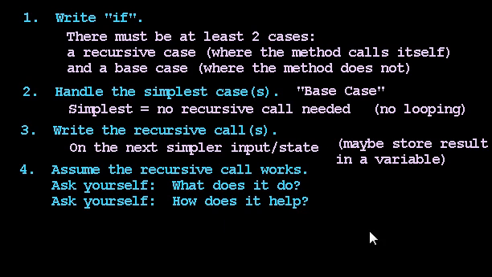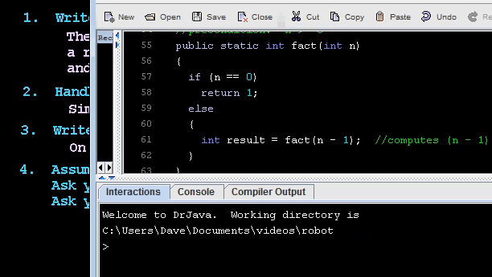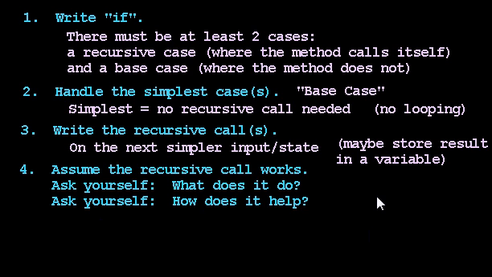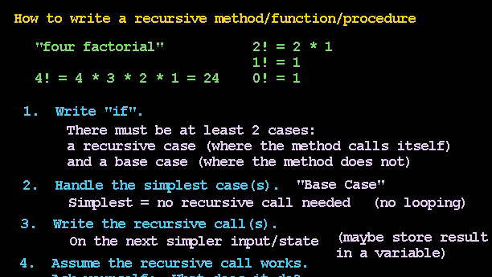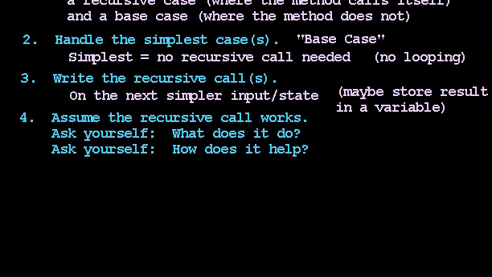So how does it help me? How does knowing n minus 1 factorial help me find n factorial? Well, for that, we need to know a lot about the specific problem I'm solving. So let's look at factorial more closely. Well, we know 4 factorial is 24. Let's try to find some others.